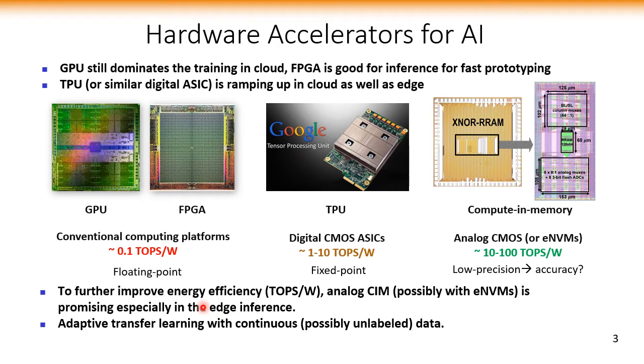So here, the bottom line is that if we want to further improve the energy efficiency of the hardware acceleration in terms of TOPS per watt, analog computing memory, possibly with non-volatile memories such as resistive random access memory (RRAM), is a promising compute paradigm, especially for the edge inference. And later, if we can enable the adaptive transfer learning on the edge devices with possibly unlabeled data set, that will be a further attractive motivation to develop this kind of hardware platform.